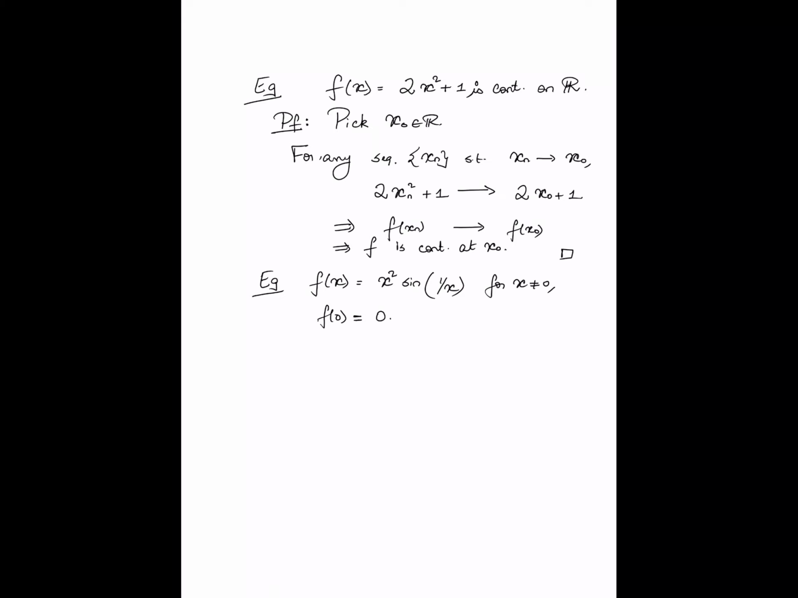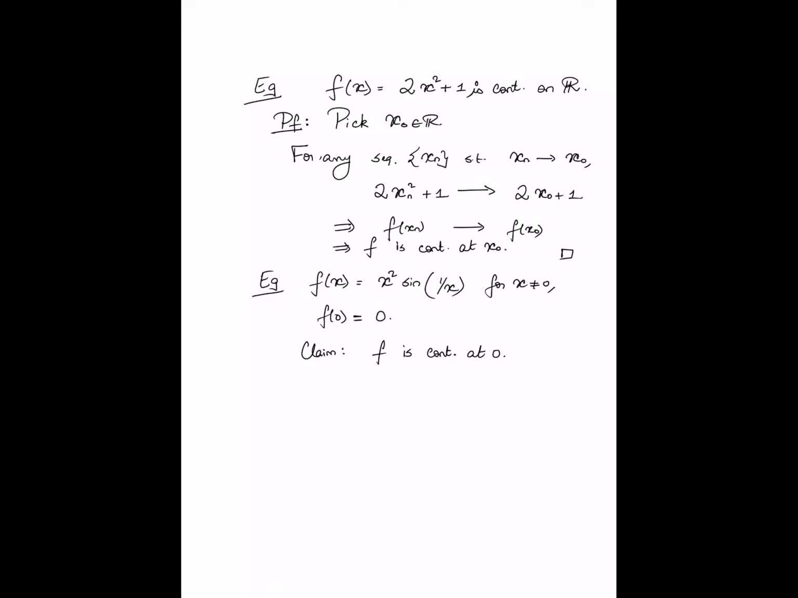All right, so this is the definition of the function. For x not equal to 0, the function is defined as x squared sine 1 by x. f of 0 is in fact equal to 0. The claim here is that the function is in fact continuous at 0. And I leave it for you to actually show that this is in fact the case.